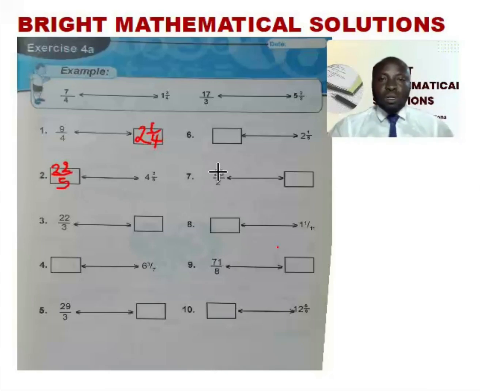So for this one, we have 23/2. 2 in 23, that's 11. So it will remain 1/2. Recall 11 multiplied by 2 will give us 22.